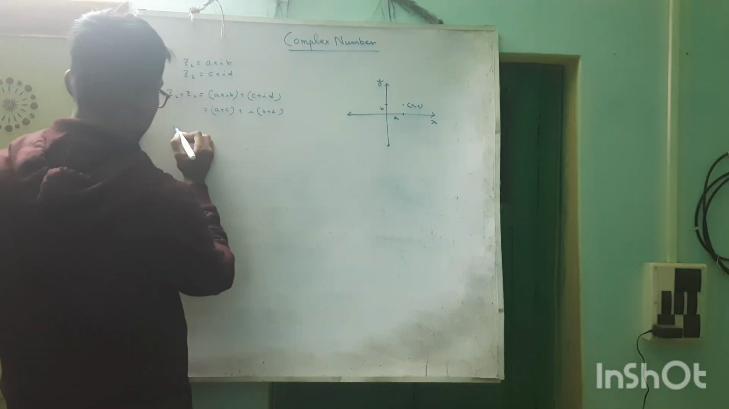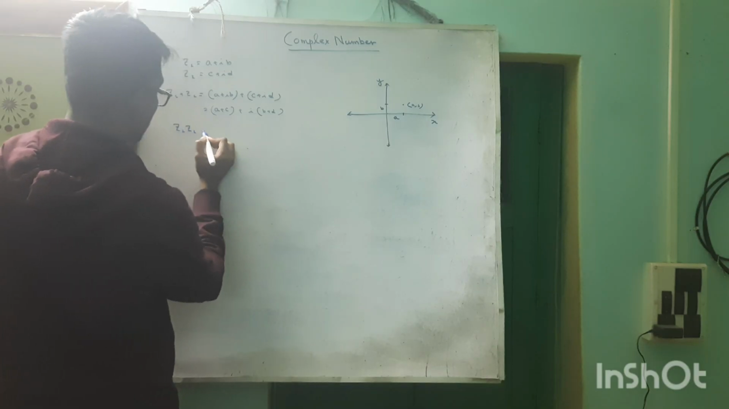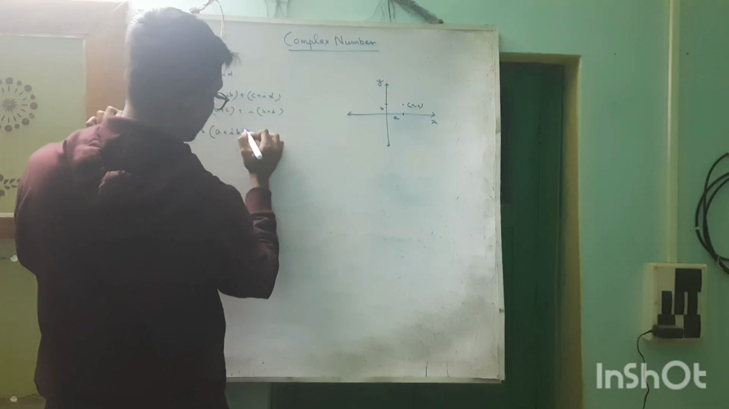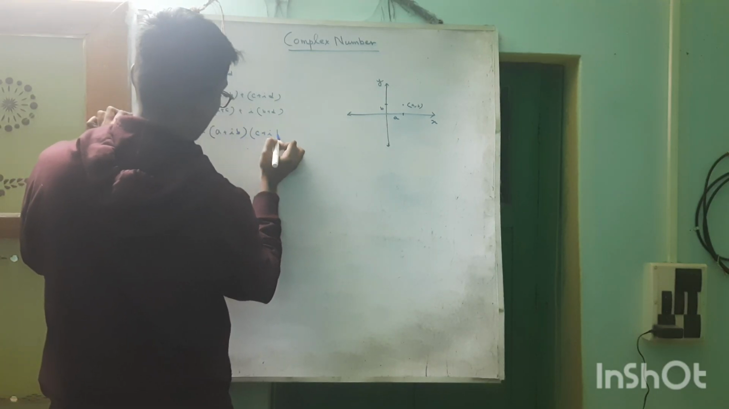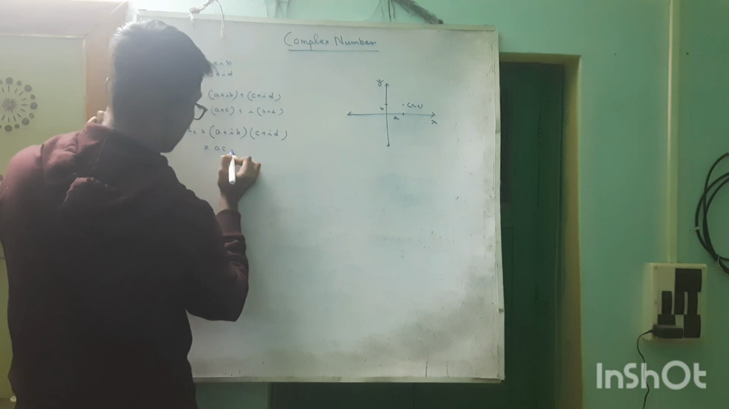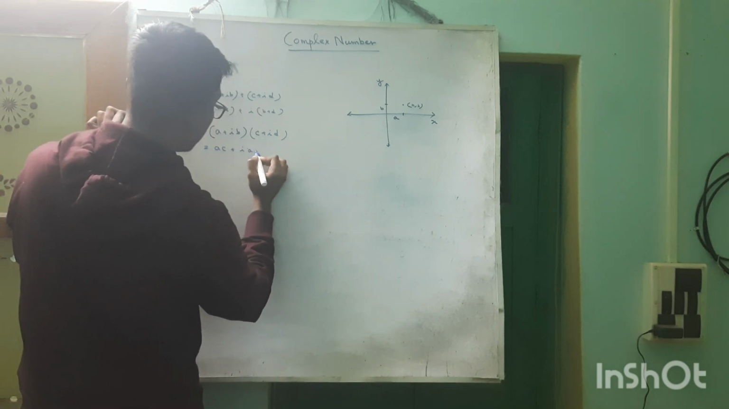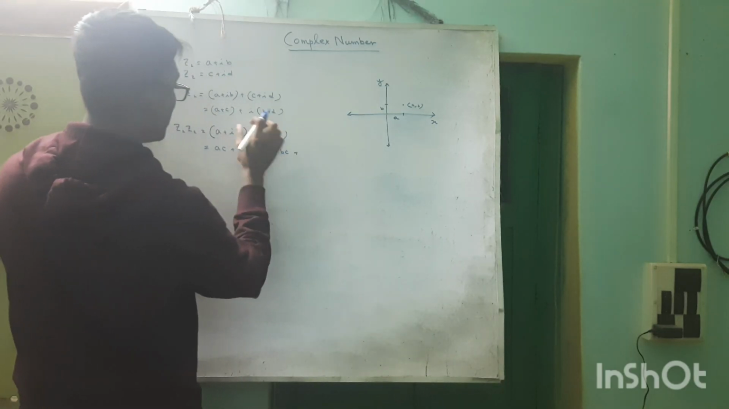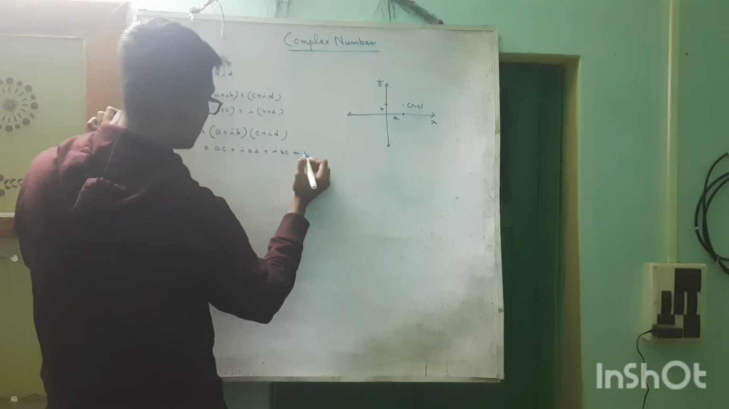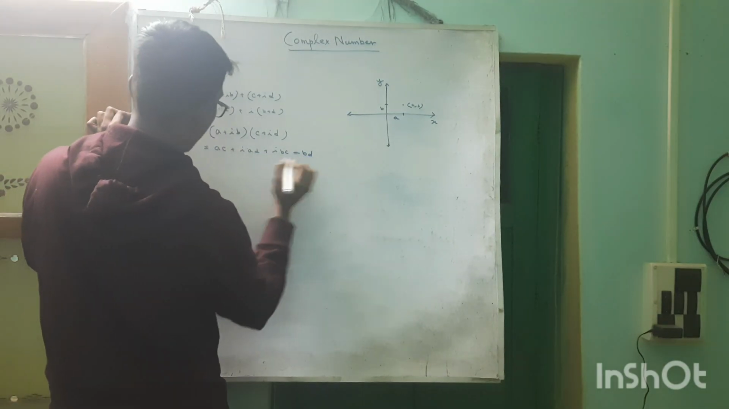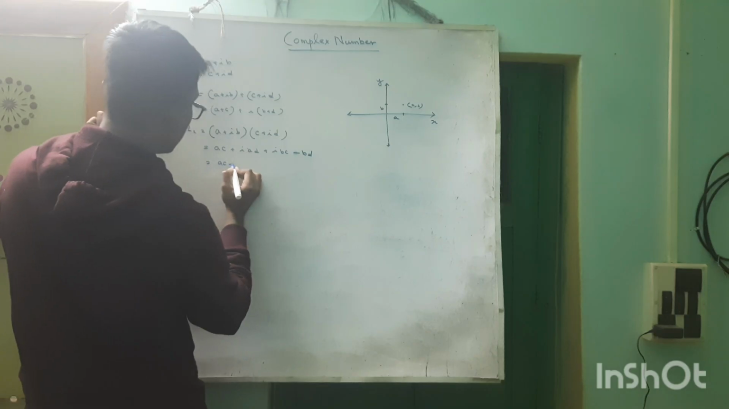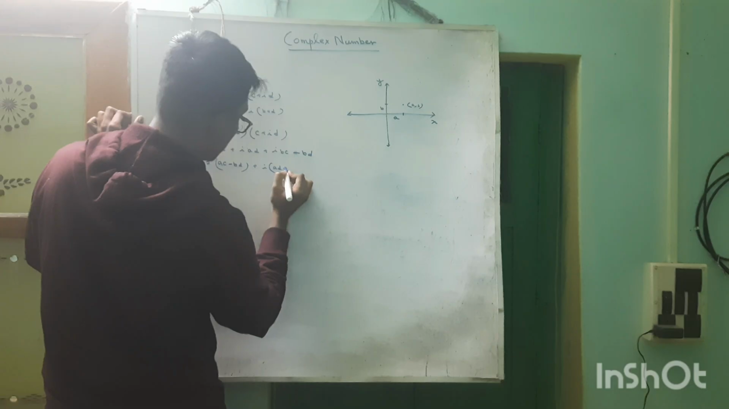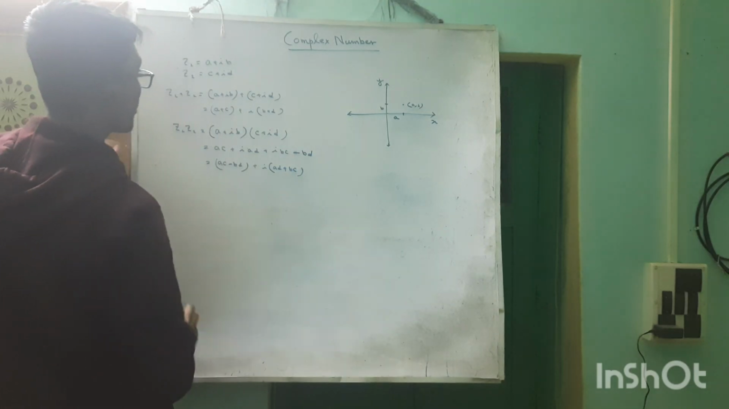So what about the multiplication? For the multiplication, we just multiply simply. Let's see. It is ac plus iad plus ibc, plus i square bd, where i square is equal to minus 1. You know. So this is the real part and this is the imaginary part. Okay.